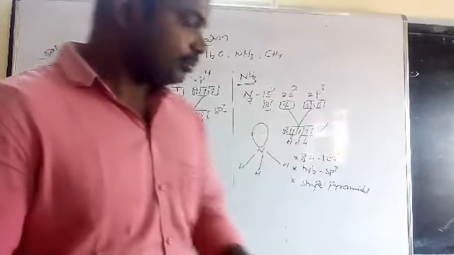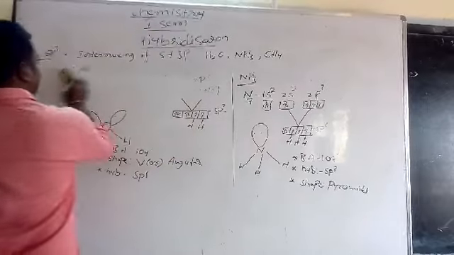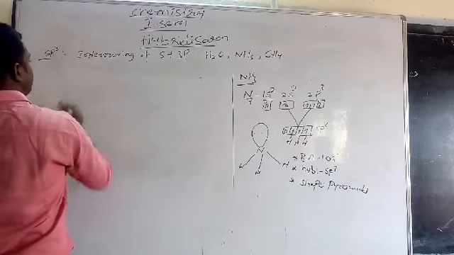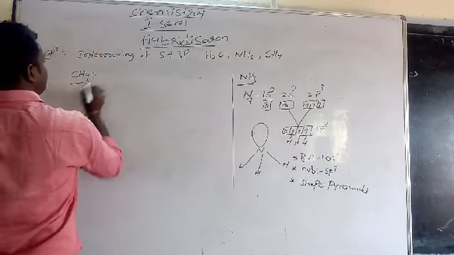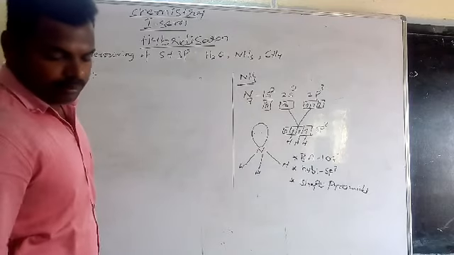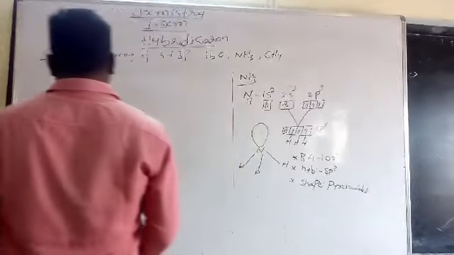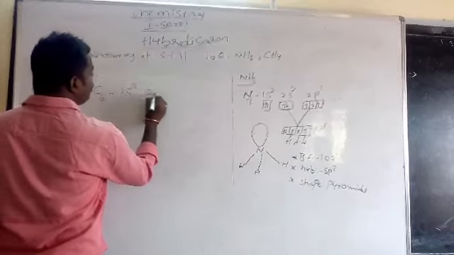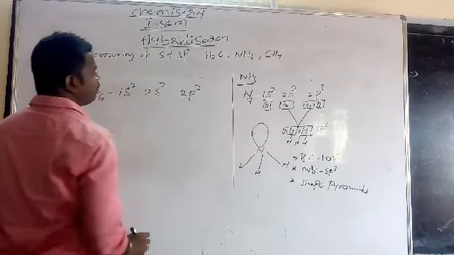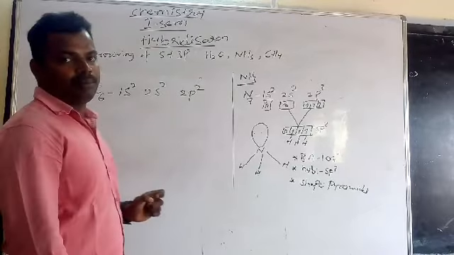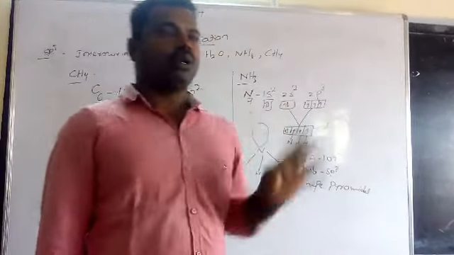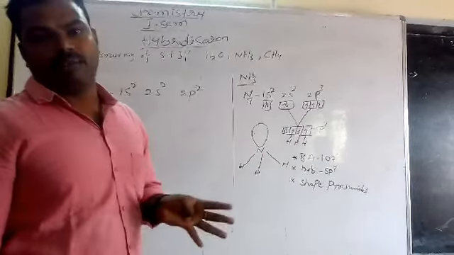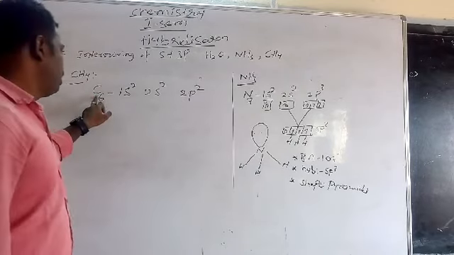The next example is CH4. CH4 means methane. The center atom of methane is carbon, atomic number 6: 1s2, 2s2, 2p2. For the formation of the methane molecule, the carbon reacts with 4 individual hydrogens. So carbon requires 4 unpaired electrons in the ground state electronic configuration.